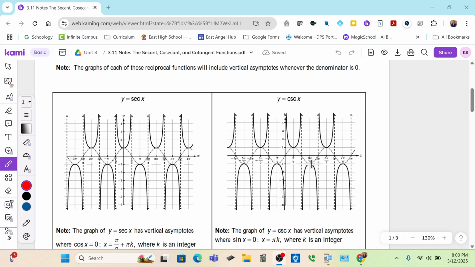Likewise with cosecant, if we follow the sine, where sine has a maximum, we have a concave up curve. When sine has a minimum, we're concave down. And again, at the zeros, we have the vertical asymptotes.